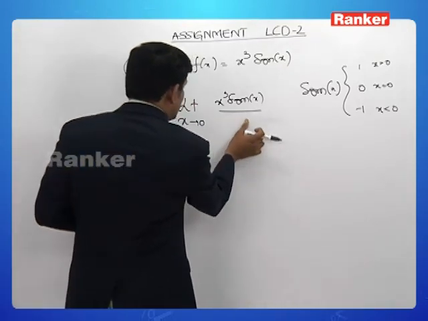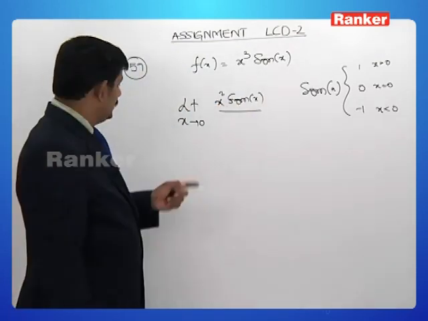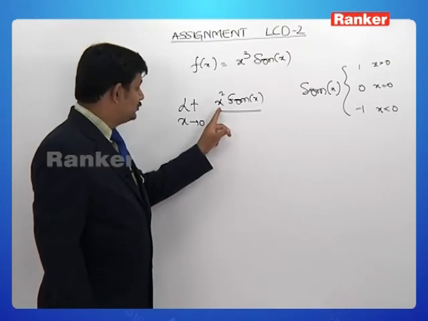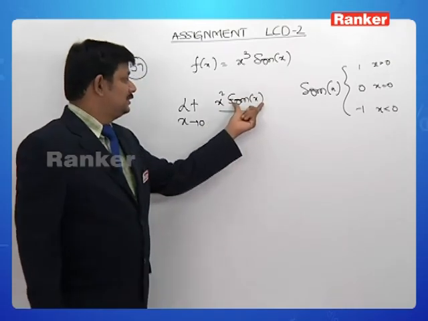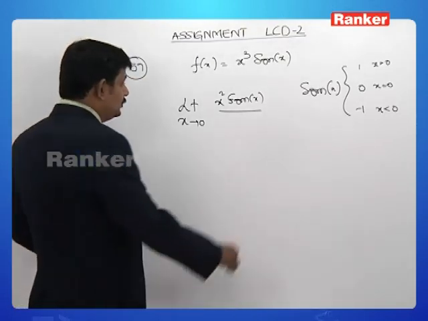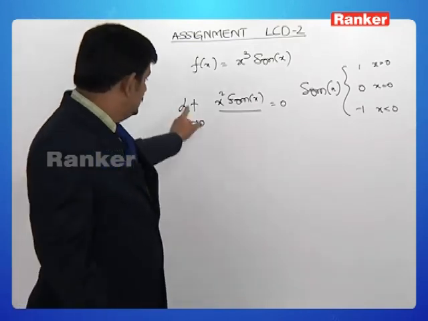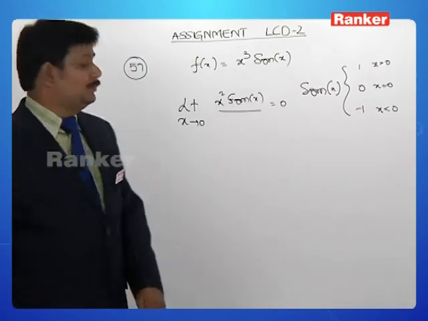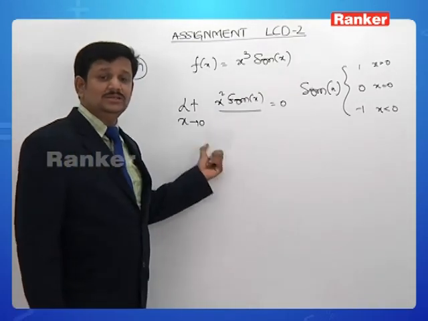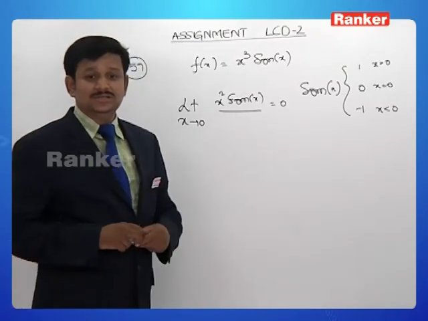So x and x get cancelled. We have x square. As x tends to 0, x square tends to 0, whether signum x is plus 1 or 0 or minus 1, the product is going to be 0. So irrespective of whether it is right hand derivative or left hand derivative, this limit will be 0. The limit exists and is finite, so the function is differentiable. So function is differentiable and continuous at x equal to 0.